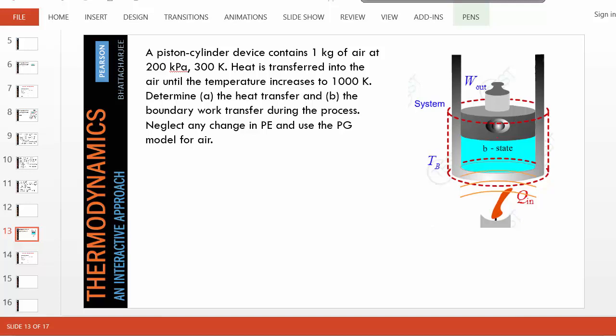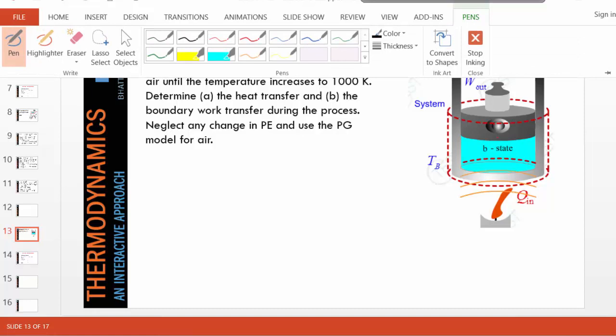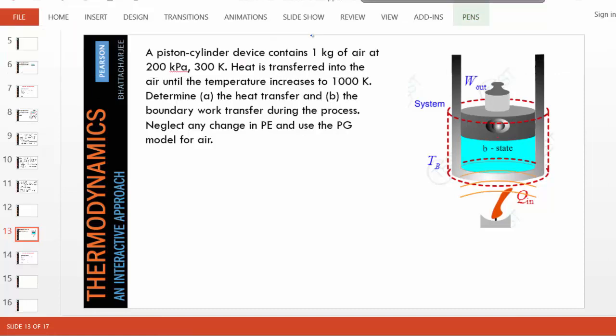Hello and welcome back. In this problem, air trapped in a piston cylinder device is being heated from a given initial condition to a final temperature of 1000 Kelvin. We are to find the heat transfer and the boundary work that is taking place during the process. Of course, we can see heat is going in and boundary work is coming out, so they're both positive quantities.